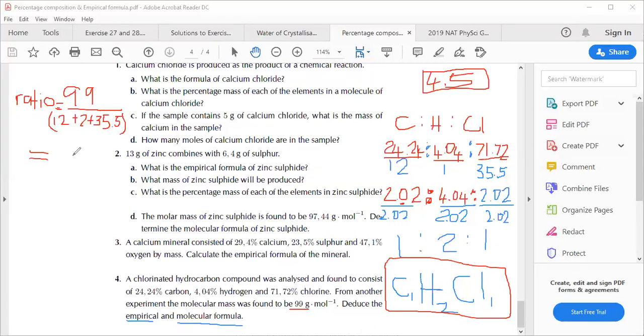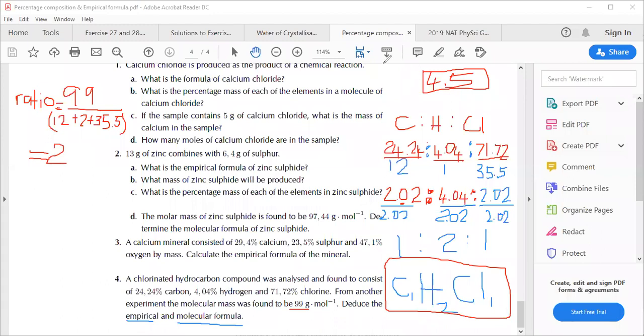On my calculator, I'm going to have 99 divided by open bracket, 12 plus 2 plus 35,5. My answer is a 2. So the ratio that I'm getting is a 2. If your answer is 1,999 something, you round it off to 2. If it's 2,025, you round it off to the nearest whole number, so you get a 2. After I've got my 2, I'm going to multiply everything by 2 here.